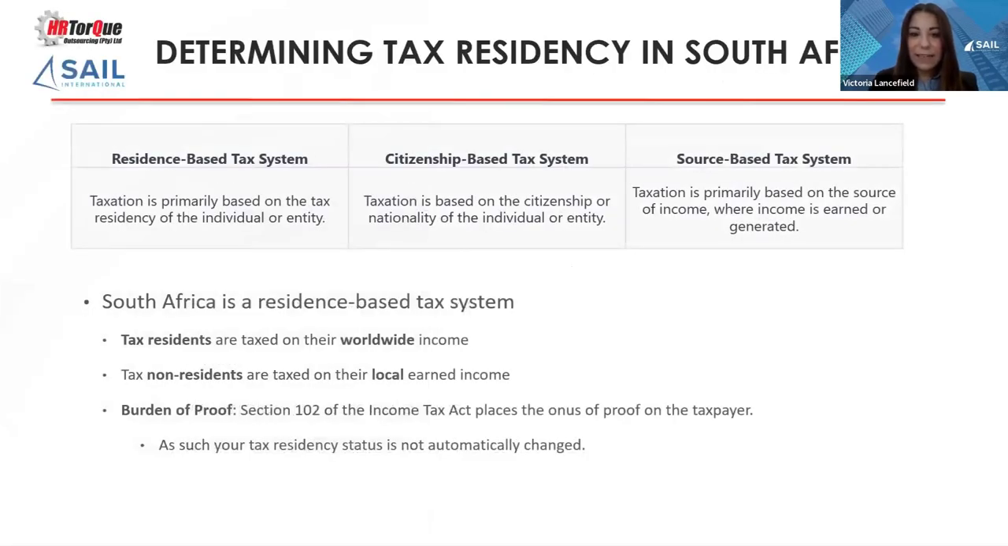Great, let's dive right in. The world really has three types of different tax systems: the residence-based tax system, the citizenship-based tax system, and the source-based tax system. They all vary in the way they consider someone, how they're going to be taxed and what they're going to be taxed on. South Africa used to be a source-based tax system, and back in 2001, we switched to a residence-based tax system. Now, in the residence-based tax system, they look at your tax residency, not your citizenship, not the source of funds.